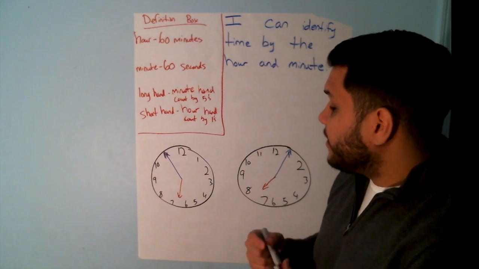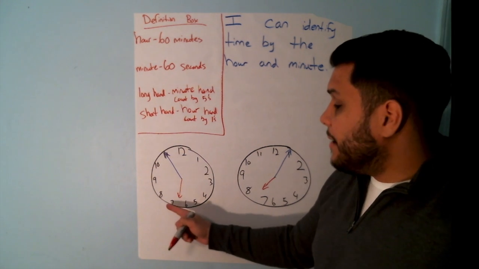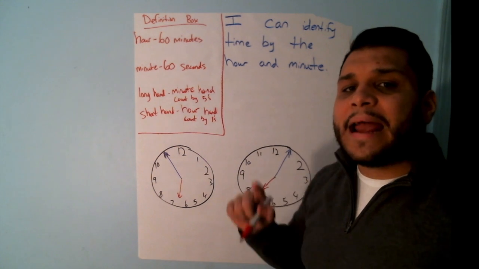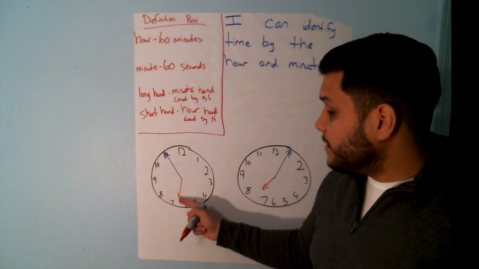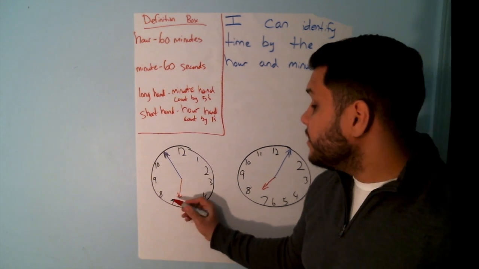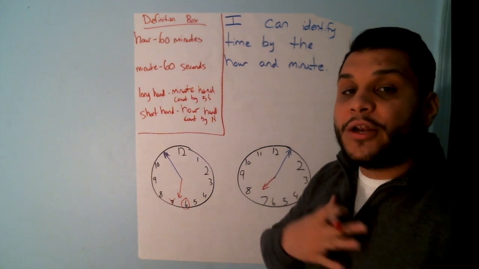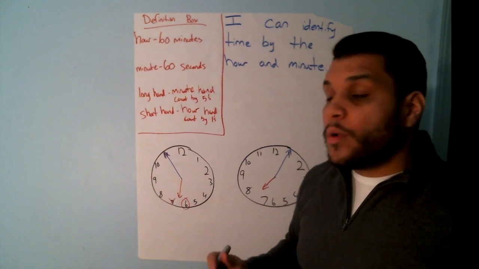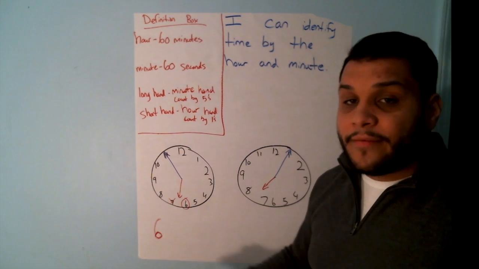So if I look here, am I pointing at 6? No. Am I pointing at 7? No. So which number have I passed? Have I passed the 6? Yes, I have. Have I passed the 7? No, I haven't. So I'll put an X on the 7 and circle the 6. I know my hour is in the 6th hour. When we write our time, we start off with the hour. We have 6.